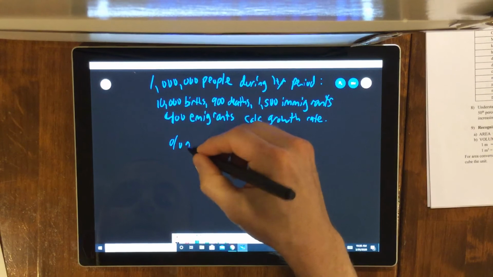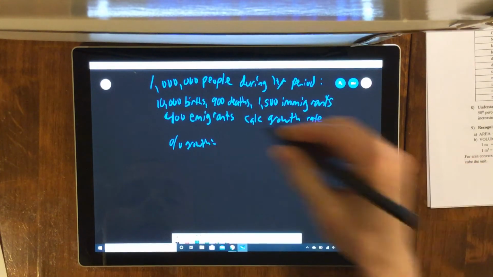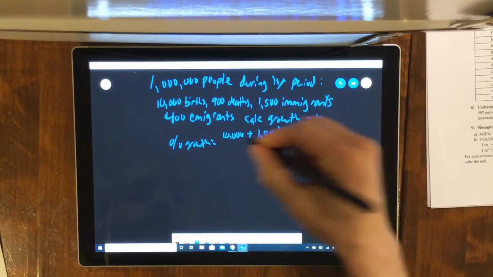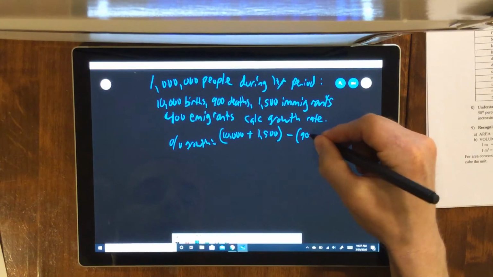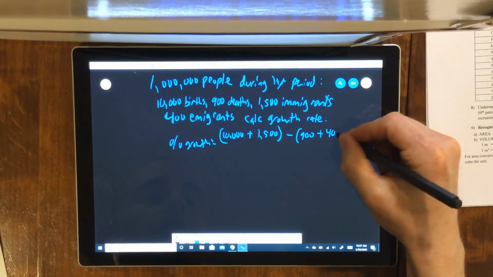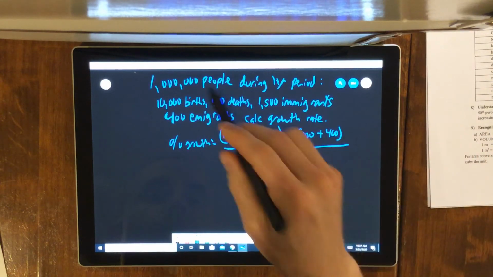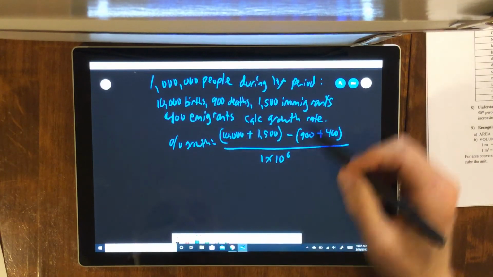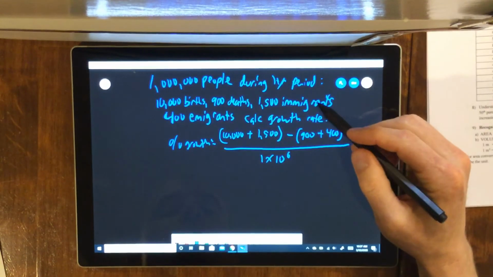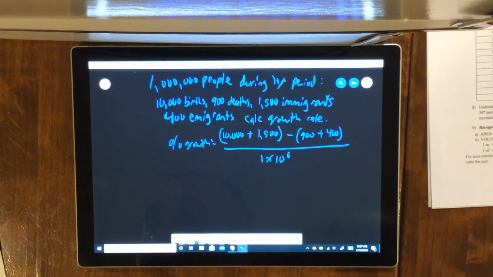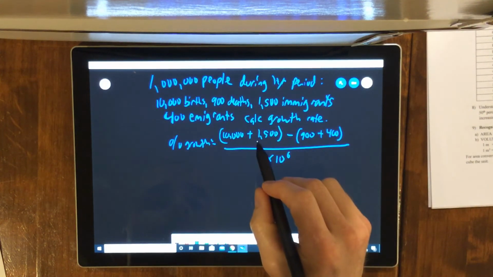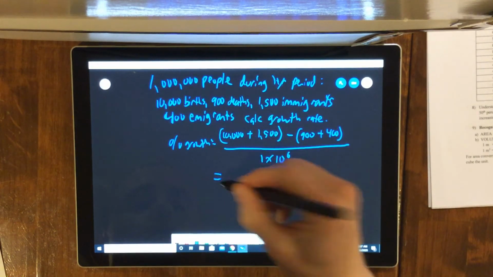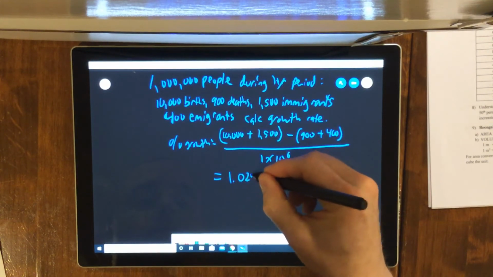So to get the percent growth, it would be 10,000 plus 1,500 minus 900 plus 400, divided by, now we can use the million, 1 times 10 to the 6th people. Why? Because these numbers are out of a million. It isn't crude birth rate or crude death rate out of 1,000. So add these up. 11,500 minus 1,300 divided by a million. We get 1.02%.